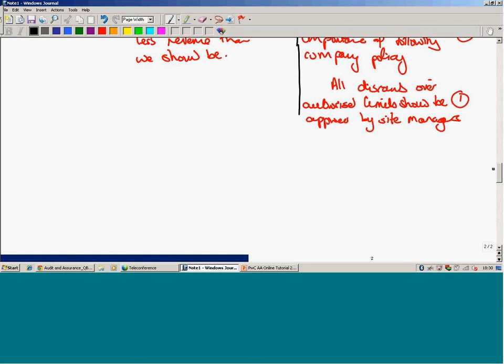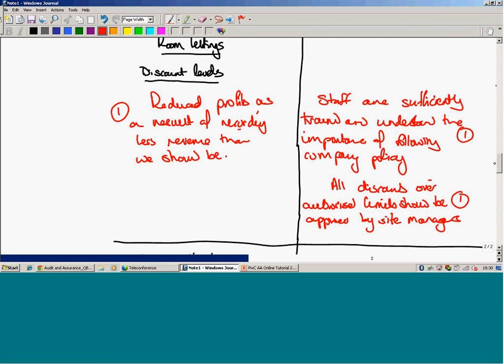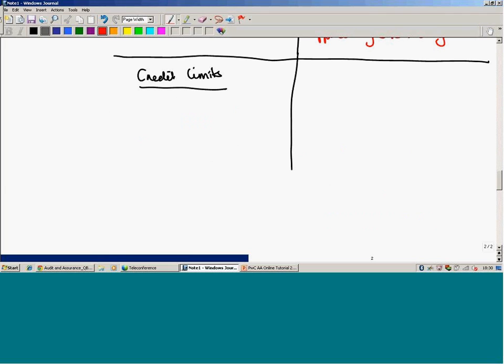Then I want to do the same thing, but now I'm talking about credit limits. A potential impact of regularly allowing my customers to exceed their credit limits. So what's the problem? As a business, what's my issue going to be with allowing customers to regularly exceed their credit limits?